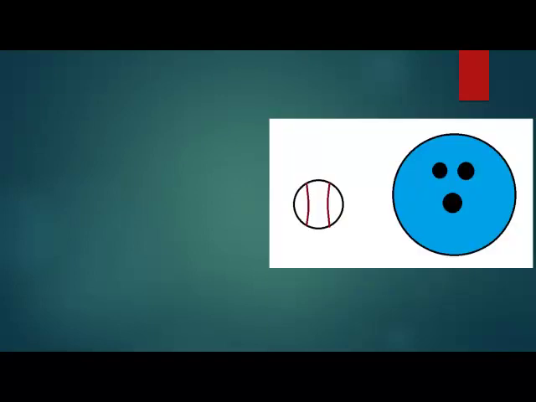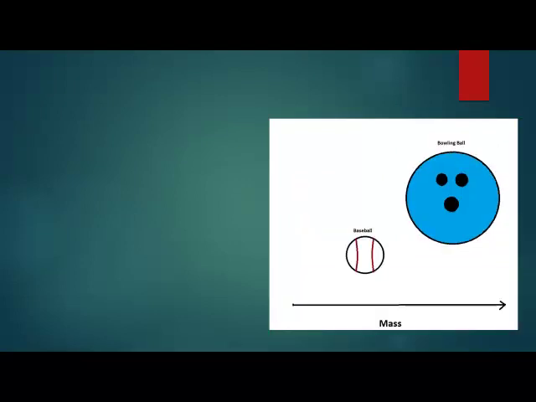Since we know that mass is the measure of an object's inertia, or ability to resist changes in motion, let's consider an example of mass using two different objects. For example, a baseball and a bowling ball. The mass of a baseball is much less than the mass of a typical bowling ball. A ping pong ball has less mass than a baseball.